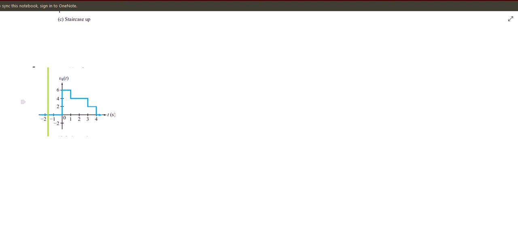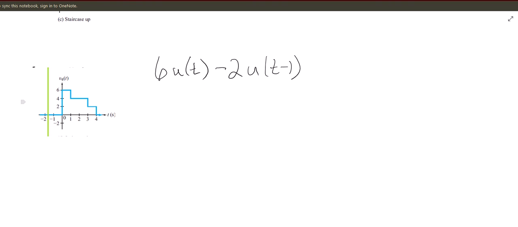So our first change happens at 0, so that's u of t. But it's not u of t, it's 6u of t, because it goes up to 6. So we start with 6u of t. And then when we get to 1, we go down by 2. So going down by 2 is going to be minus 2u, and it's happening at positive 1, so that's t minus 1.